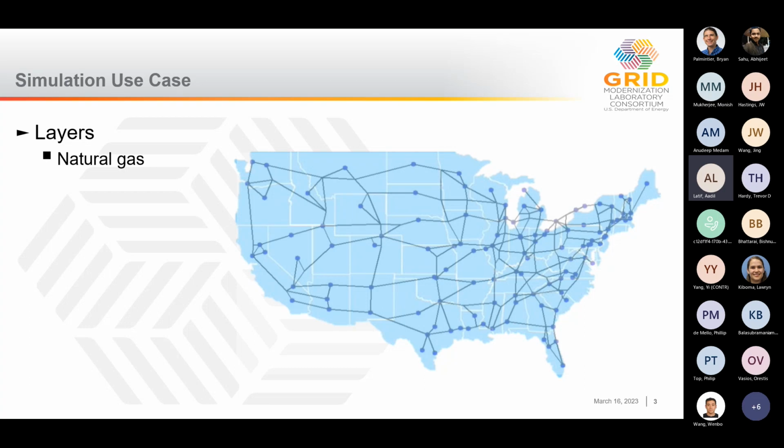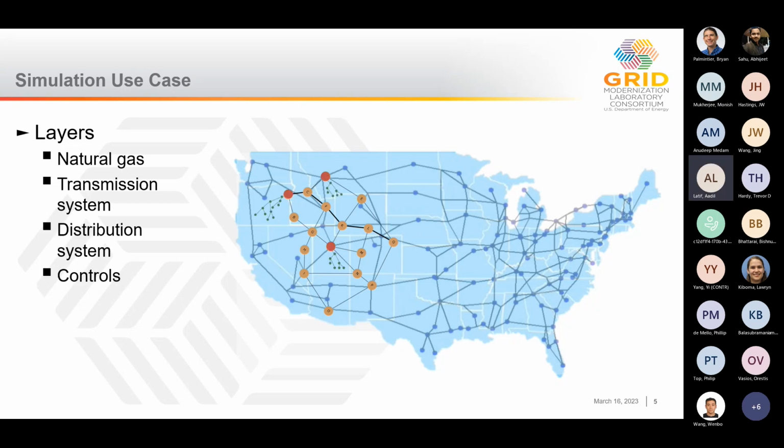We've got a natural gas layer, and we actually have two natural gas subsystems that I'll talk about later on. On top of the natural gas layer, we've got a transmission system that has multiple coupling points to the natural gas system, and then we've got a distribution system connecting to the transmission system.